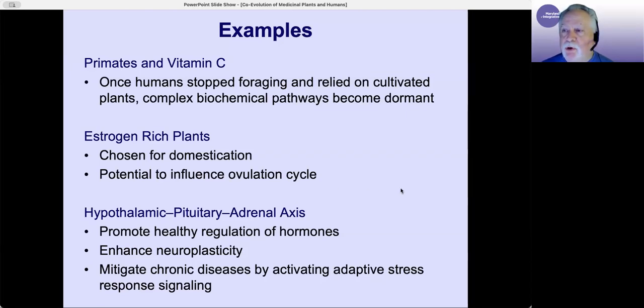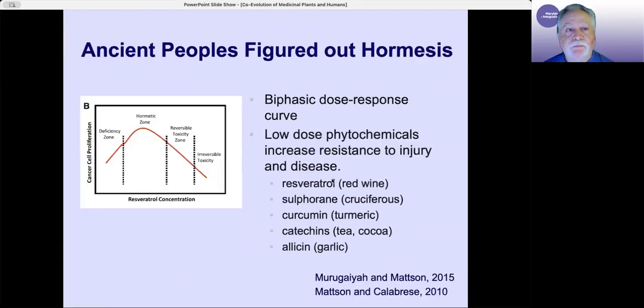And in its simplest form, you know this as exercise, something that leads to muscles being inflamed and torn down and hurting. But in the long run, our adaptive response to that is to strengthen. And so the ancient peoples figured out something called hormesis, which is based on this graph on the left, resveratrol concentrations. Very low concentrations maybe didn't have a particular effect in the deficiency zone. In the hormetic zone, it had a positive impact. In the right-hand zone, there was reversible toxicity and then irreversible toxicity at even higher doses. So it goes from low dose on the left to high dose on the right.